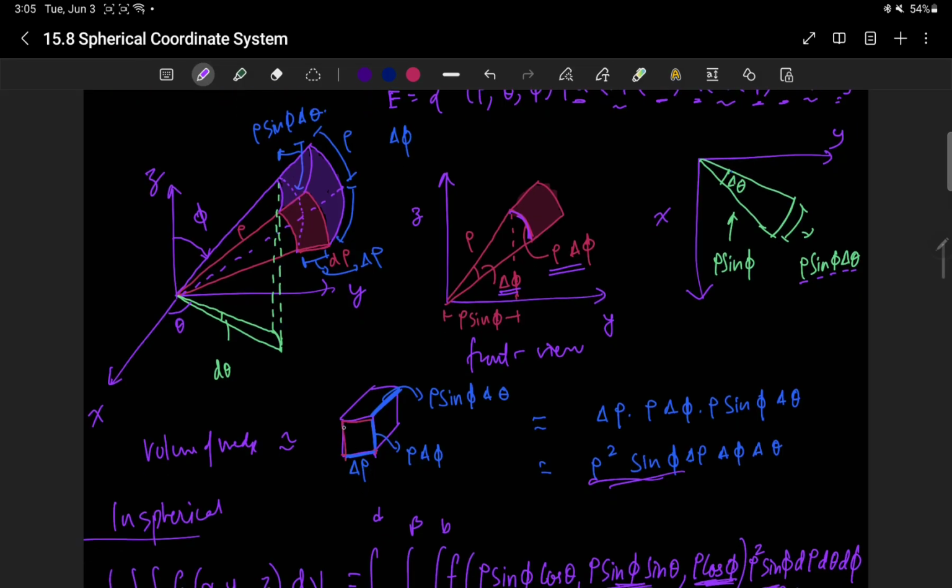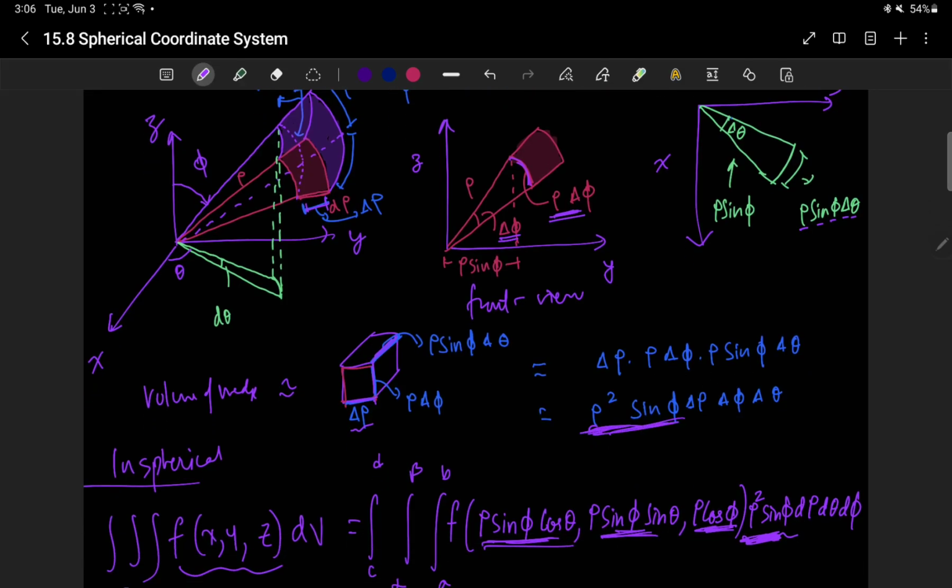And the volume of the wedge, if you compare the different dimensions of this, it's not really a box, it's a wedge, but what you have is a change in rho, that's this dimension right here. Then you have the rho delta phi, which is a dimension we found over here, and then we have the rho sine phi delta theta, which is the dimension we found in the third figure. Approximately the volume is going to be length times width times height. And so when you multiply this, you get this rho squared sine phi term, which is going to be the equivalent of the additional r that we had in our cylindrical and in the polar coordinate system.